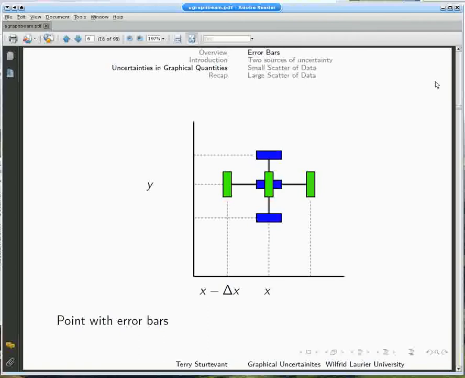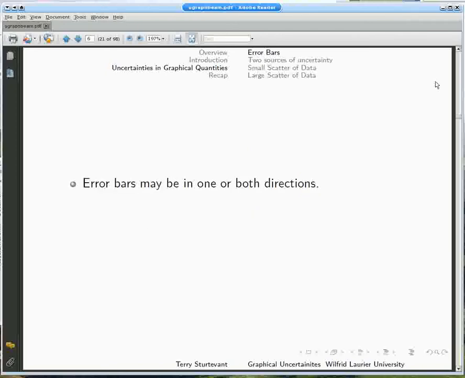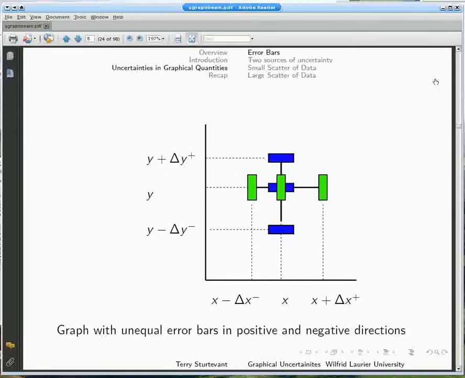Here's a point shown with error bars. There are error bars in both x and y directions. Sometimes there may be no error bars in one direction, or there could be different error bars in the positive and negative directions.